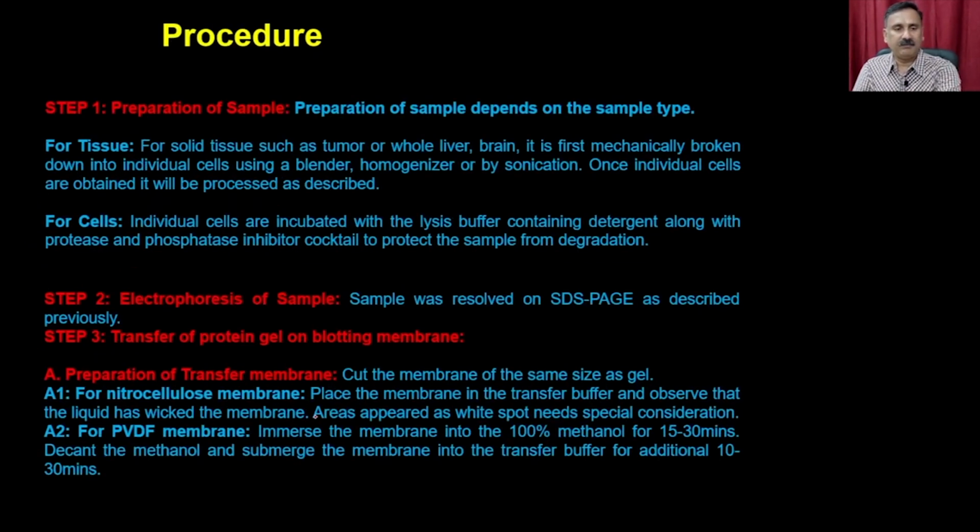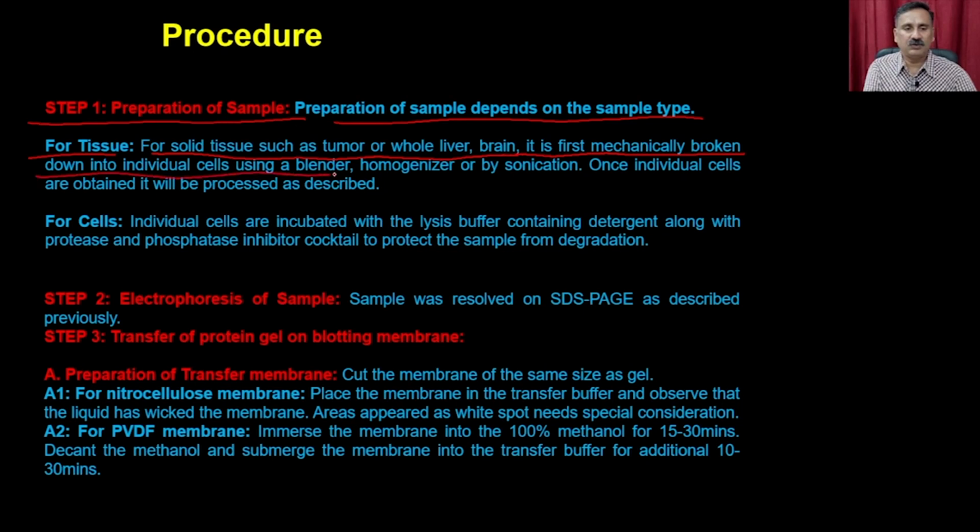So in step one, you are going to prepare the sample, right? Preparation of the sample depends on the sample type. For tissue, for example solid tissue such as tumor or whole cell or brain, it is first mechanically broken down into individual cells using a blender, homogenizer or sonication. Once the individual cells are obtained, they will be processed as described. So first, mechanically you can homogenize and break down the tissue into individual cells.